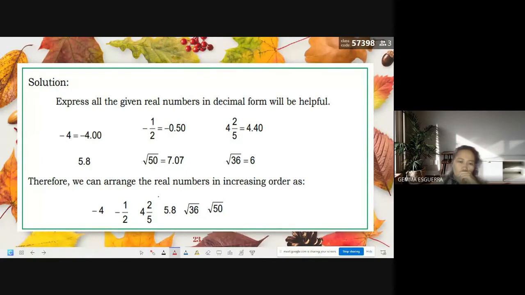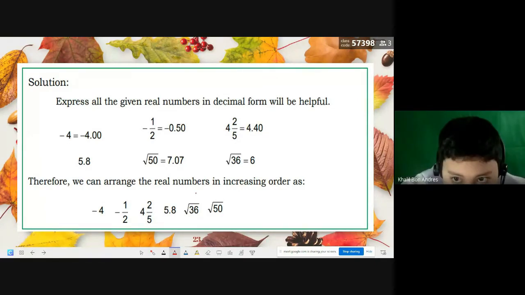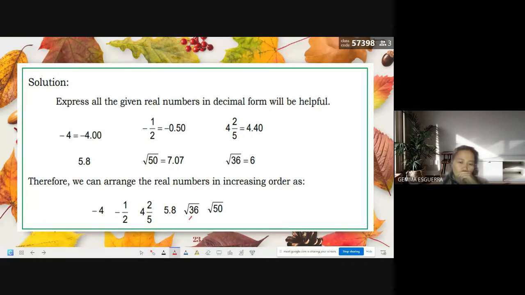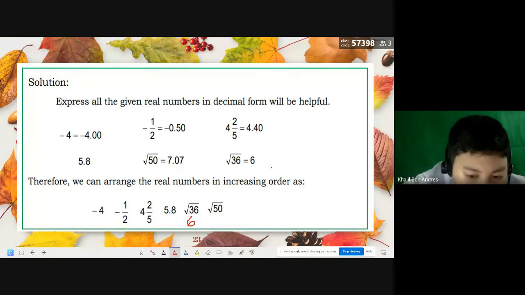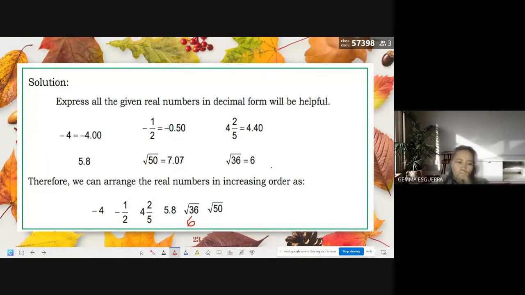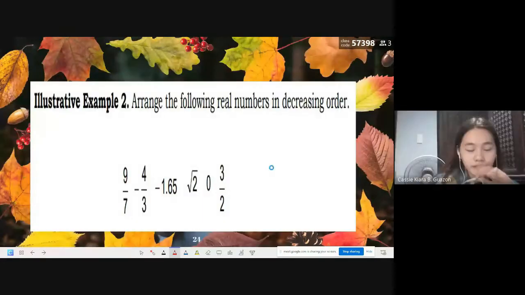So, tama po ba yung sagot natin kanina? -4, -1/2, 4 and 2/5, 5.8, square root of 36. Square root of 36 is perfect square and that is equal to 6. Tama po ba? Opo. Okay. So, can I proceed? Yes po. Okay. Next.